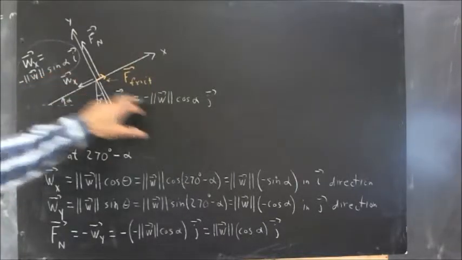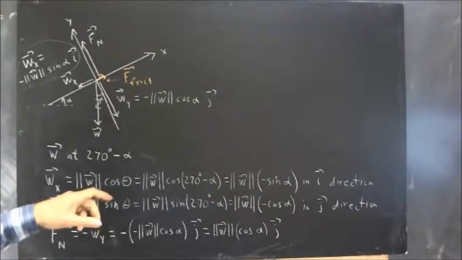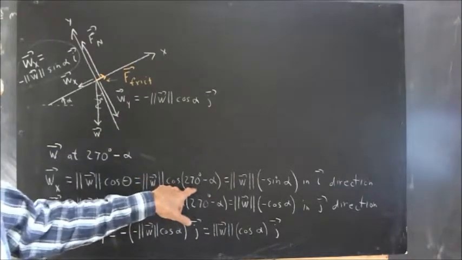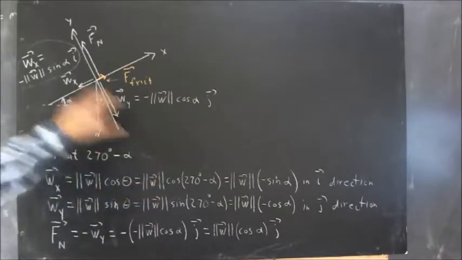And of course, the sine of alpha and the cosine of alpha could be replaced by the negative cosine of 270 minus alpha, which would give you this or this result for each of these.